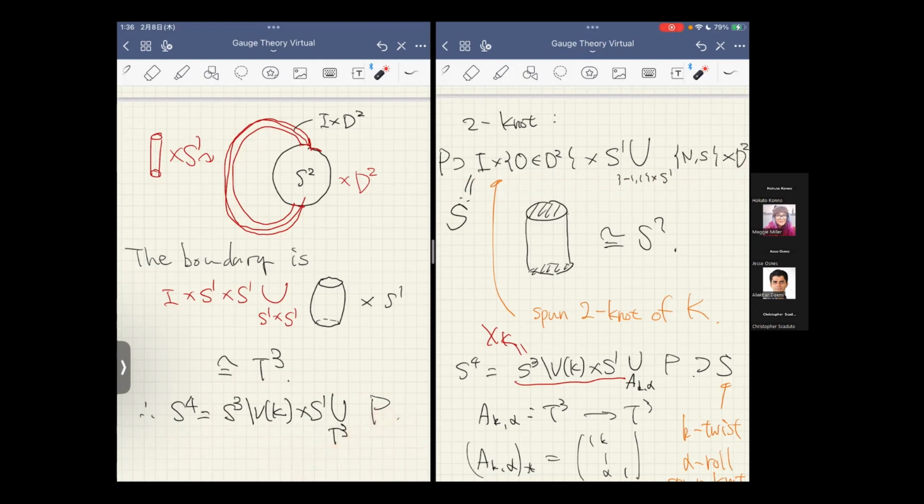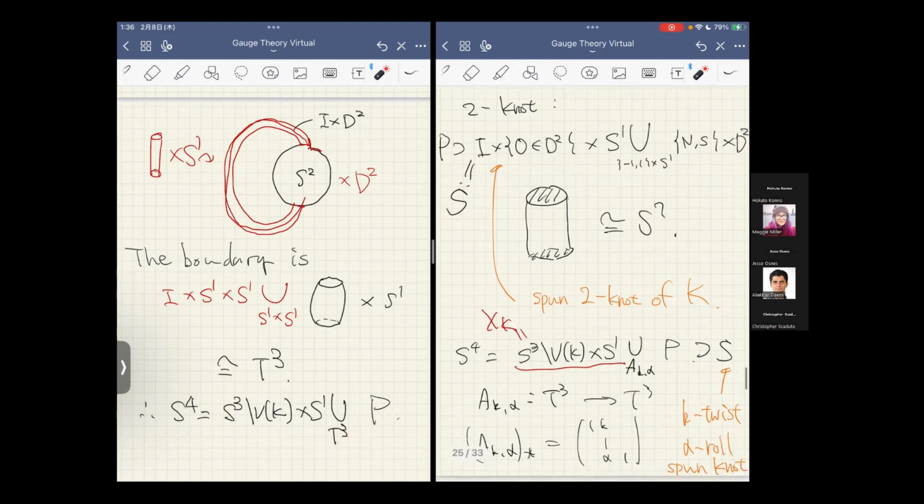So it is known that if we twist the pasting diffeomorphism like this, let K and alpha be an integer, then this four-manifold is again diffeomorphic to S^4, and the image of S in this decomposition, which we call S, is the K twist alpha roll spun 2-knot.